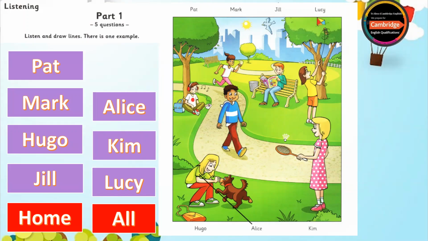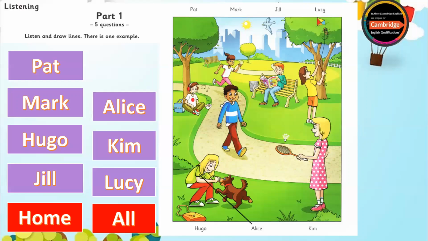I love this park, Dad. Oh, look! I know some of these people. Who's the girl with the brown dog? Is that Alice? Yes. Alice likes playing with her dog in this park. Well, it is very nice here.